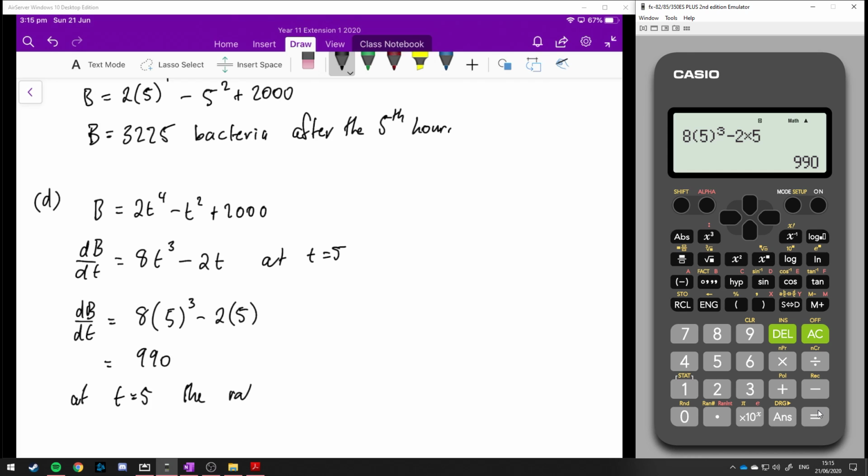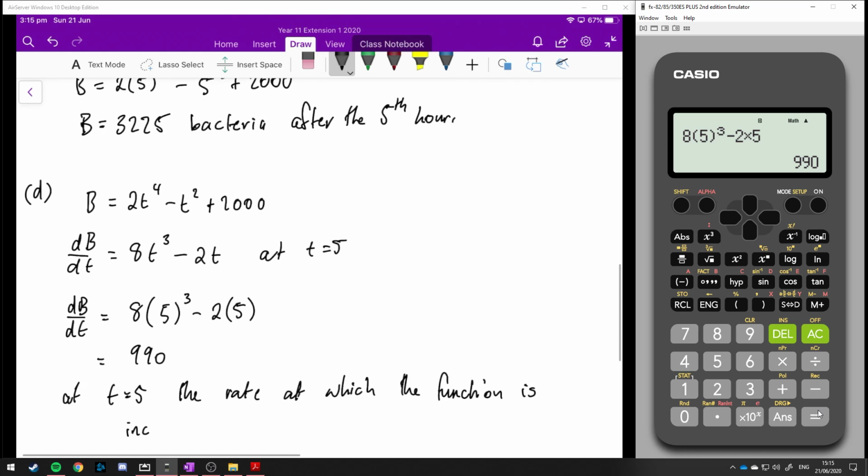the rate at which the function, or the bacteria in this case, is increasing is 990 bacteria, and that'd be per hour. Okay, so at that particular point, it's 990 bacteria per hour. Okay, so that's it. That's how we can calculate our average and our instantaneous rates of change.